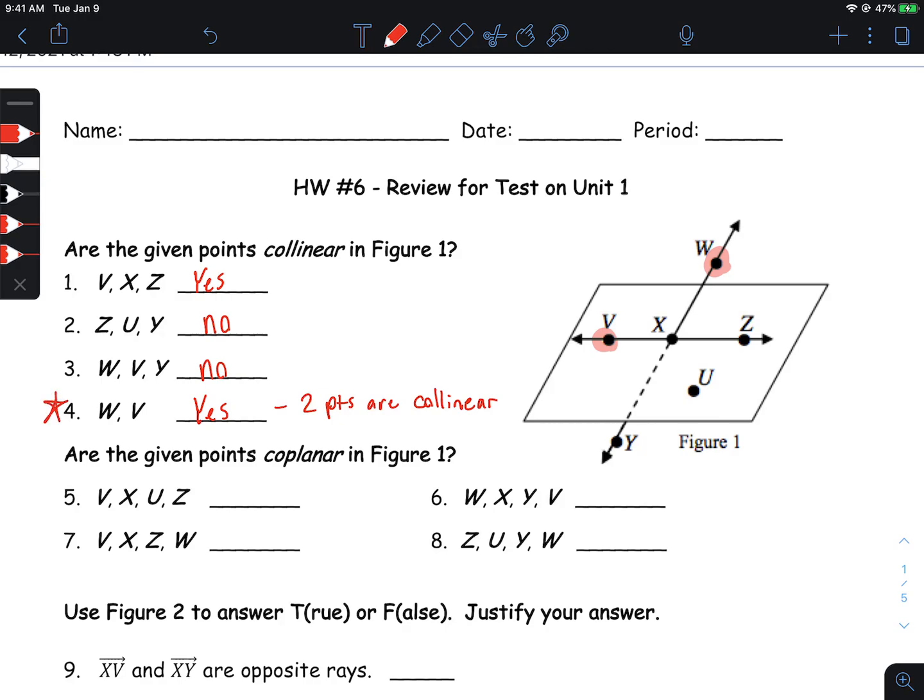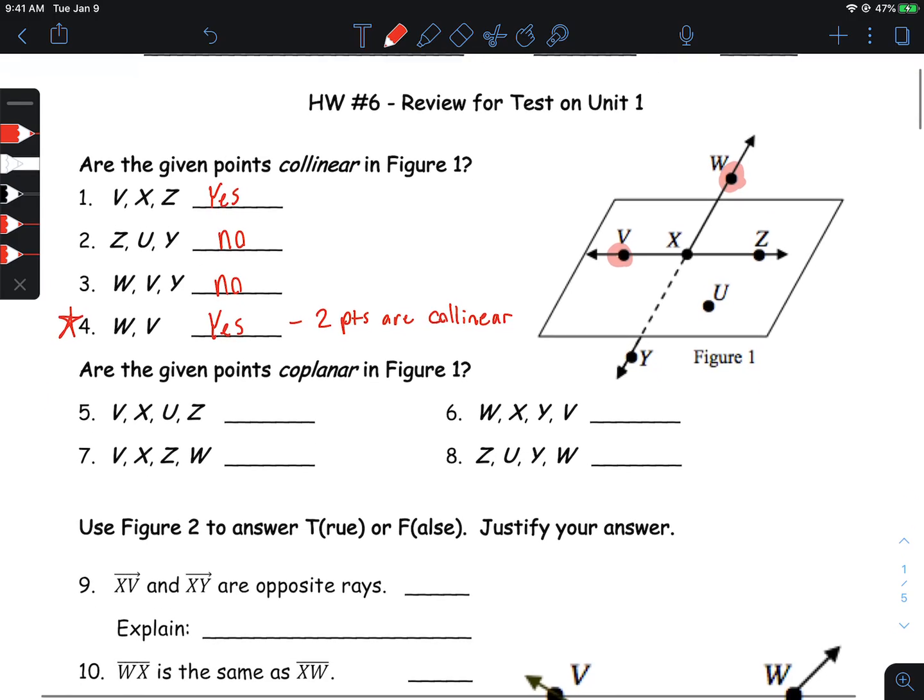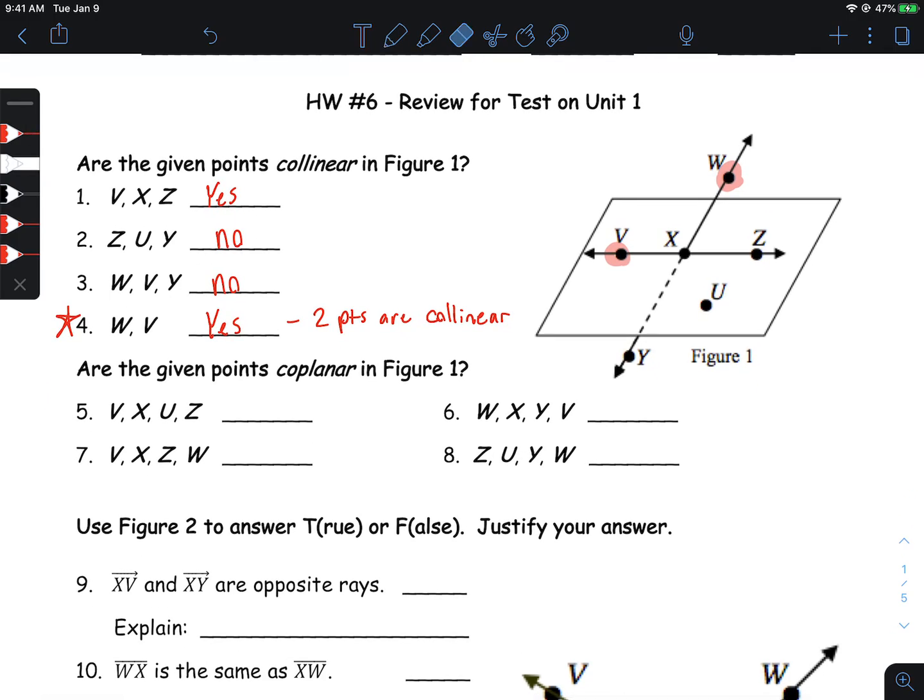Okay. Next, we're going to look here at coplanar. Some of these have some weird cases, and I might even add in just a couple of other examples here just to make sure we kind of cover all the different situations you can see. But let's start out with here. You got V, X, U, and Z. That appears to be on this plane right here. They didn't name that plane, but they're all in that one plane, so those will be coplanar. So I'll put yes there on that one.